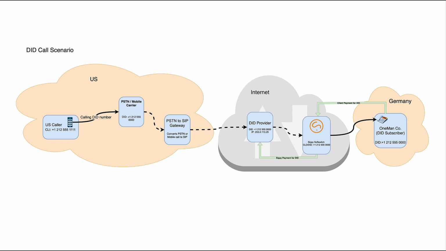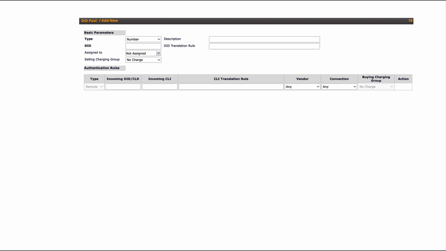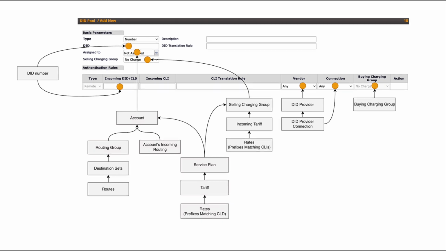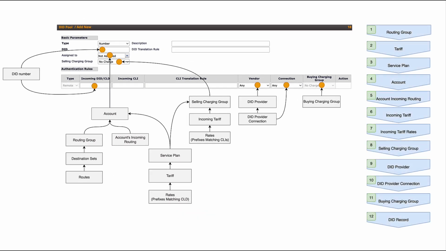To manage this scenario, we need to create and configure a record in the DID pool. Before proceeding with the configuration, you may review the diagram that shows the nested interdependencies between Sippy Softswitch entities and see which entities need to be created for this scenario. For instance, to assign the account to our DID number, we need to create a routing group and a service plan, and to route the call to the UA, we need to configure the account's incoming routing. In turn, to create a service plan, the tariff and its respective rates need to be created, and so on. You may also use the suggested order of creation and configuration of these entities.